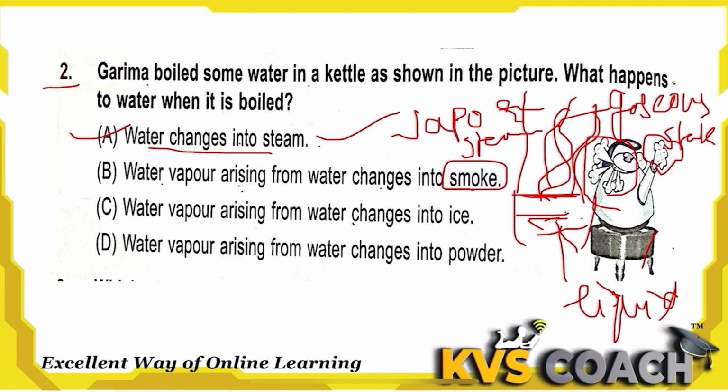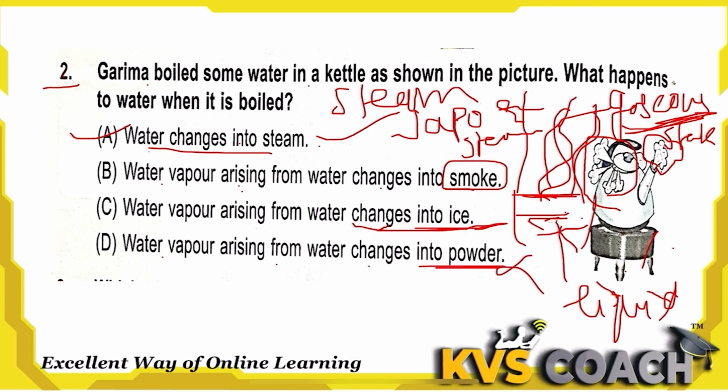Water vapor arising from water changes into ice. No, it is heating up, not cooling. So it is not changing into ice, it is changing into gaseous state or steam. This is called steam. Water vapor arising from water changes into powder. No, this is also wrong. This is not changing into powder, this is changing into gas. So option A is the right answer.